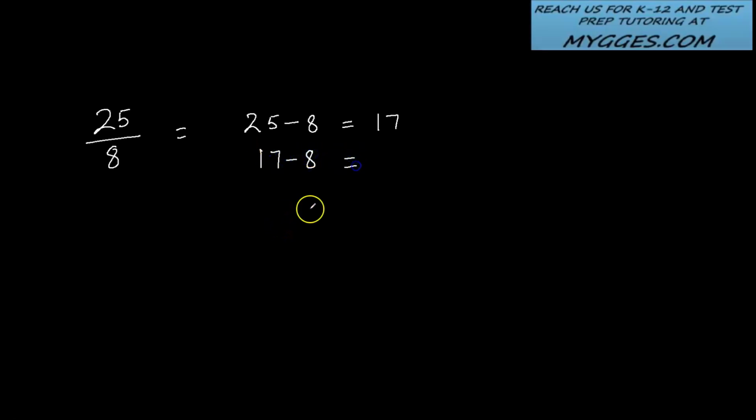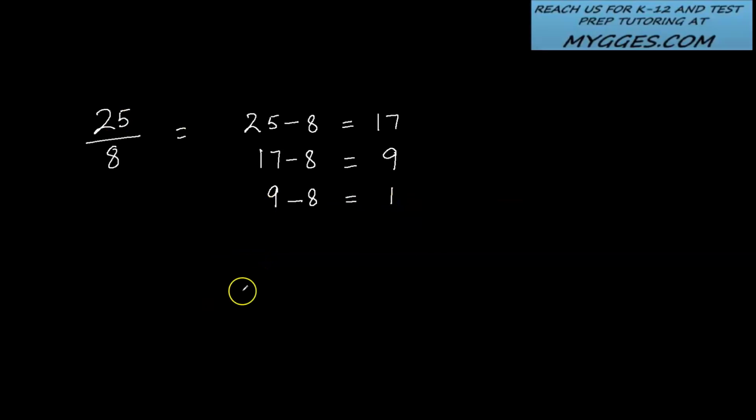Now let's try another example. Let's convert 25 over 8 to a mixed fraction. First we subtract 8 from 25 as we have done in the previous problem, and we get 17. Since 17 is still greater than 8, we can do it again. We subtract 8 another time and we get 9. And finally we can do it one more time because 9 is still greater than 8. So 9 minus 8 is 1.